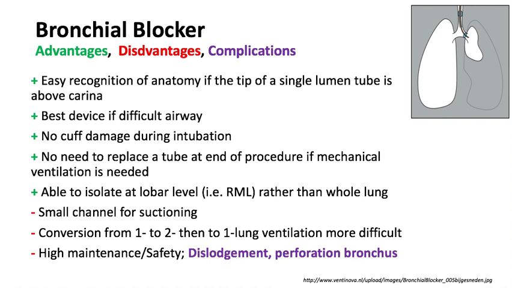It's the best device if it's a difficult airway. It's harder to put a double lumen tube down than a single lumen tube, and if you can get a single lumen tube down in a person that's been difficult to intubate, then you can put a bronchial blocker through it. Cuff damage sometimes occurs when you put a double lumen tube down because of the two cuffs, and sometimes they brush against the teeth, and you get it in place, and then you realize, oops, one of the cuffs was broken and it's not going to work.